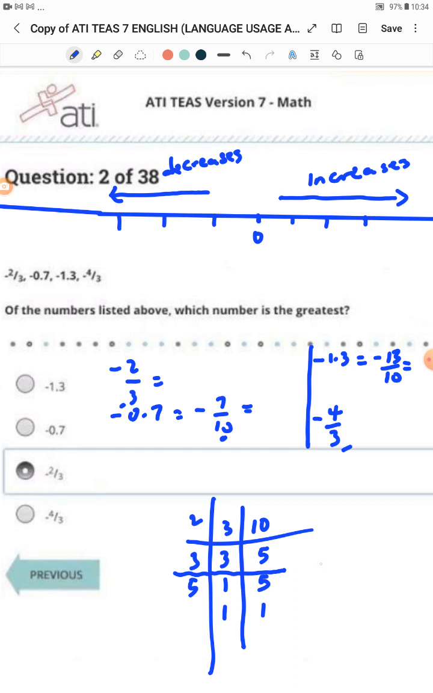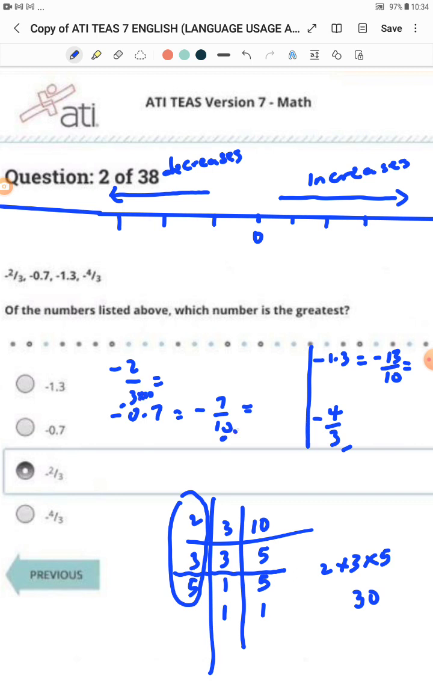So the LCM will be the multiplication of everything that we have here. 2 times 3 times 5, that will be 6 times 5, which will be 30. So 30 is their LCM. So how do we get 30 here? We can multiply this by 10, so it will give us 30.